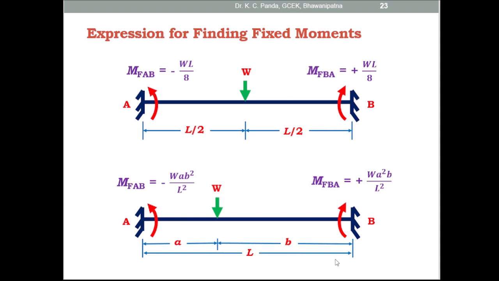Similarly, this is the fixed beam, and here the loading W is present at a distance small a from the support A and small b from the support B, and the length of the beam is L. So here at the end A, the fixed moment MFAB is equal to minus W a b square by L square, as the direction of the moment is anti-clockwise, and at end B, the fixed moment MFBA is equal to plus W a square b by L square, as the moment direction is clockwise.